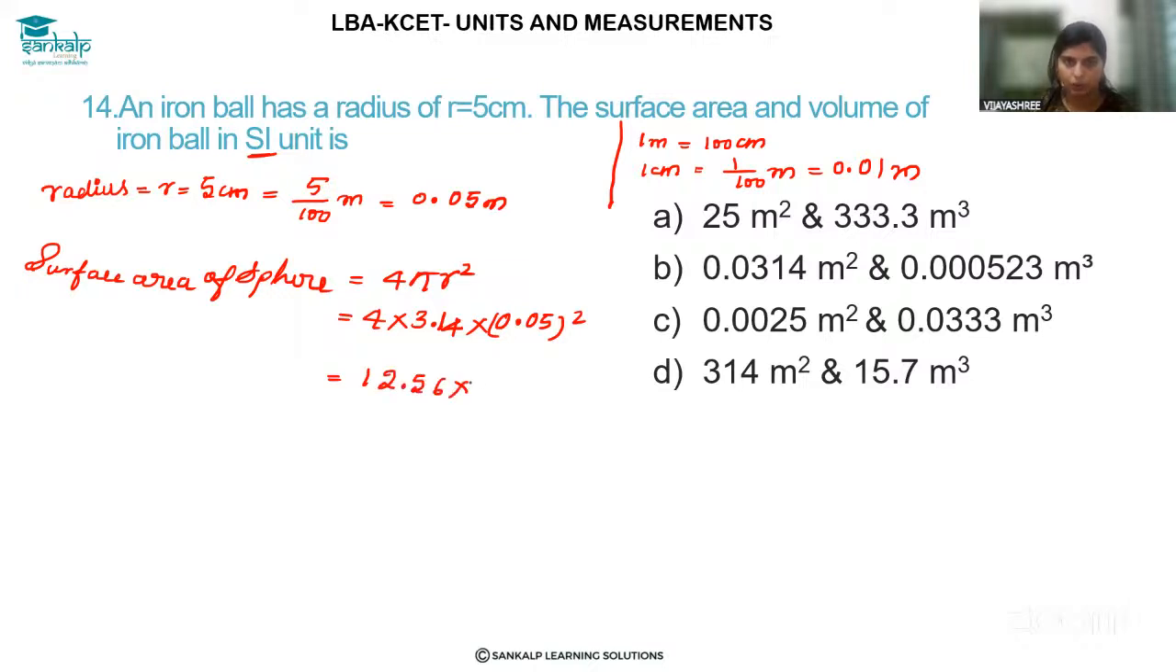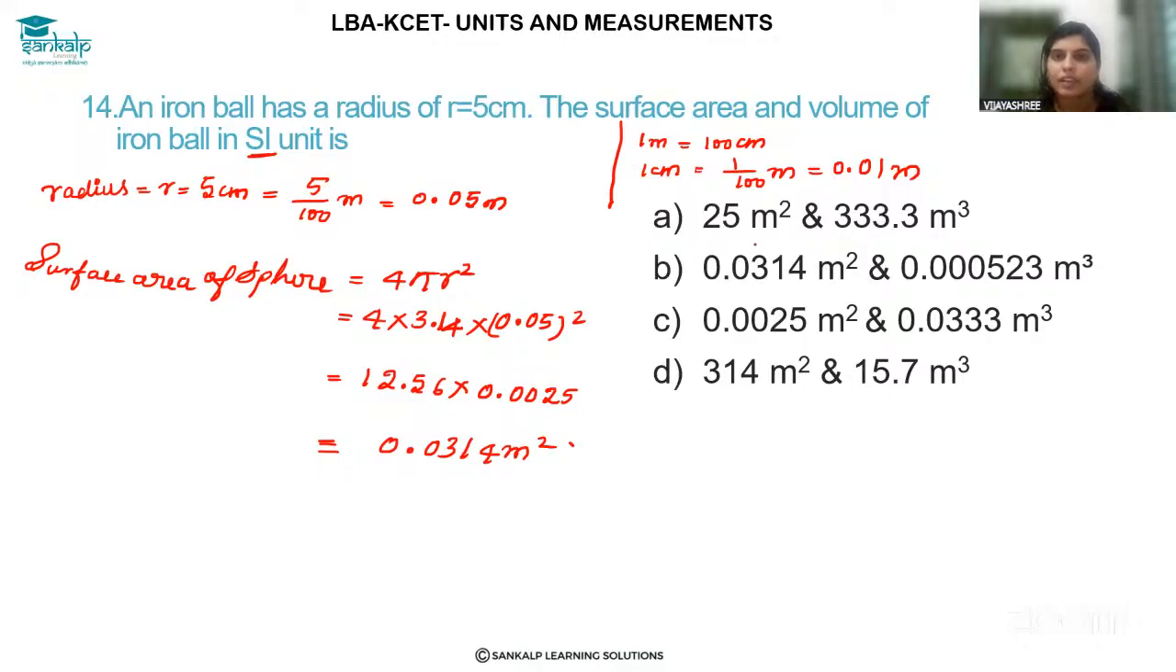So 4 multiplied by 3.14 is 12.56, into 0.05 into 0.05, that is 0.0025. So 5 square is 25, and 0.05 square is 0.0025. When you multiply this, your answer will be 0.0314 meter square. So surface area will be 0.0314 meter square. Okay, so which option is correct here?